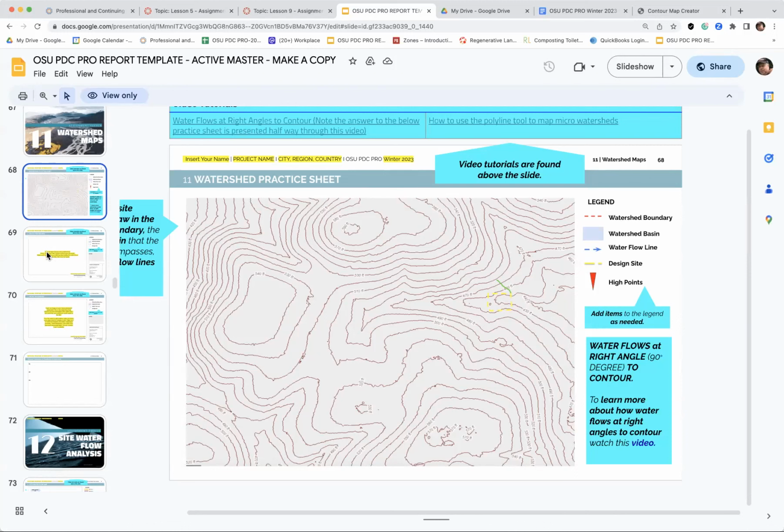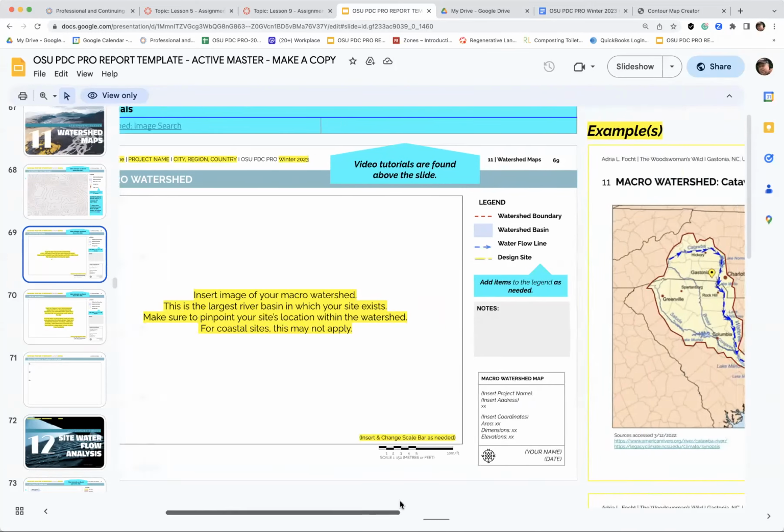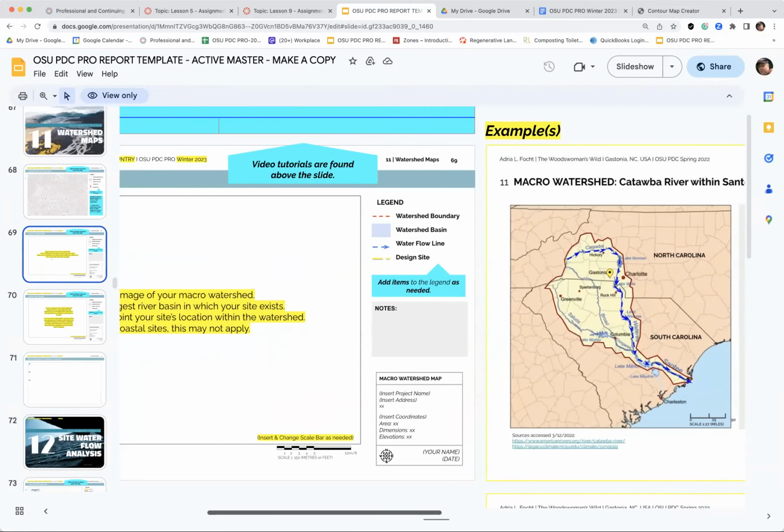Next, we get into, oops, let me just get rid of that line here. So the next page we're looking at is the macro watershed. And here's an example of that. So the project site's indicated, and then this is a macro watershed that was taken off the web. And again, they're fairly easy to locate.